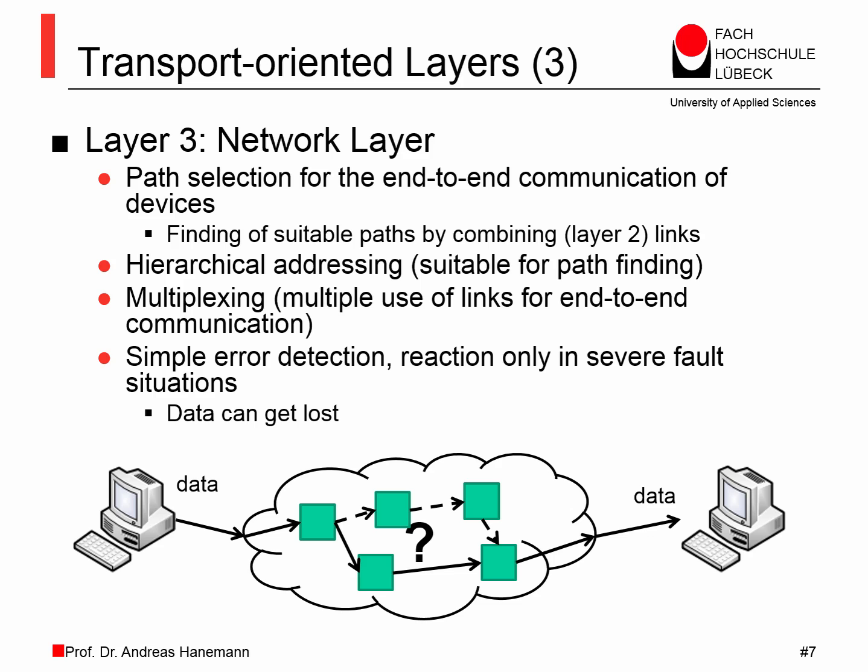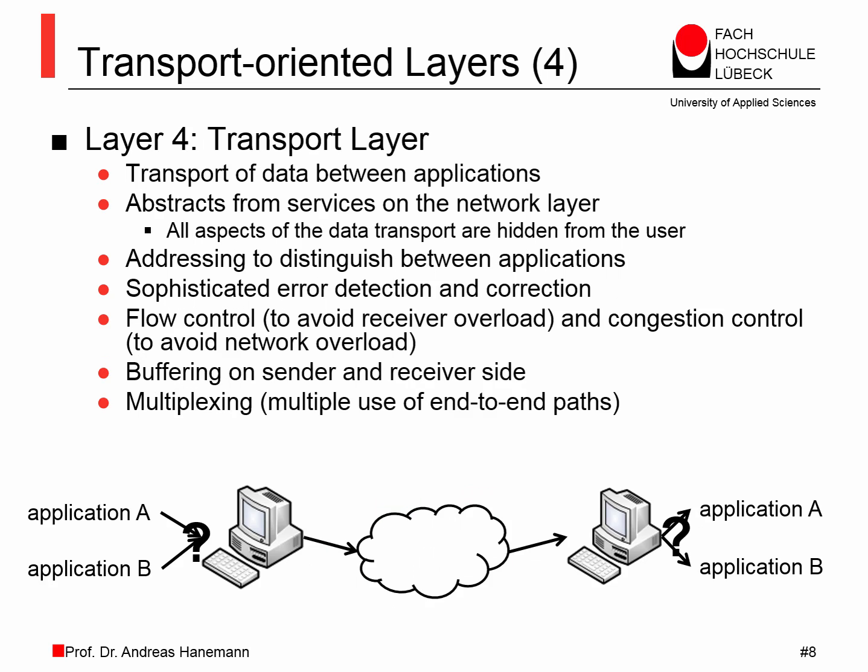In reality, these addresses are the IP addresses which belong to the Internet Protocol. Layer 3 may use individual layer 2 links to realize parallel communication. On this layer, the error detection is rather simple, so that bit errors are just detected and data units can be dropped, but there are error messages only in severe error situations. As a consequence, data can get lost in end-to-end communication, but the network layer protocols do not take care of the situation. The transport layer is the fourth layer in the model.